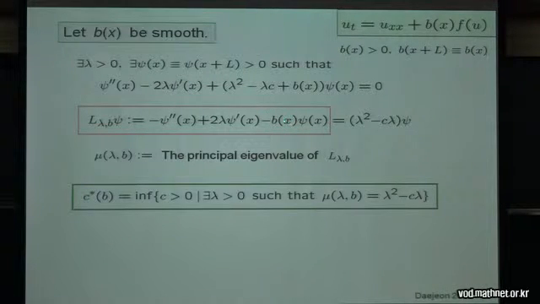But if b of x is not a constant function, then it is difficult to characterize directly the eigenvalue and eigenfunction. And why is it difficult? Because of this term. Because of this term, this operator is not self-adjoint.